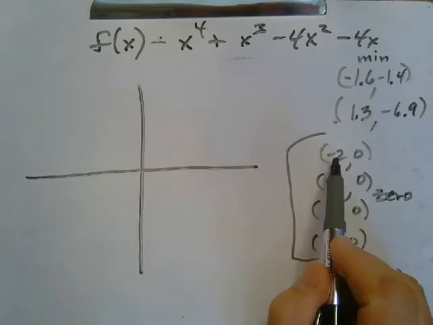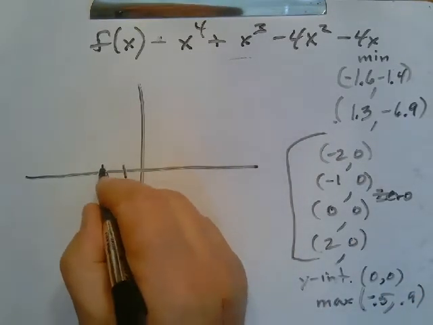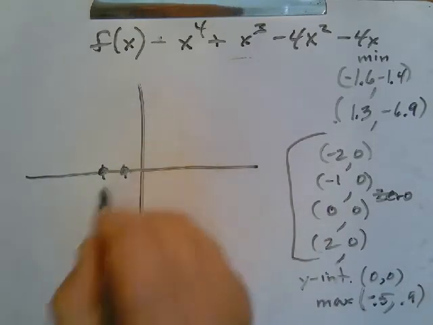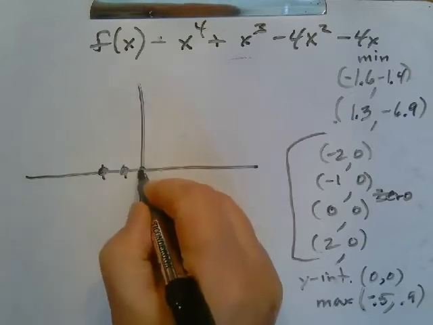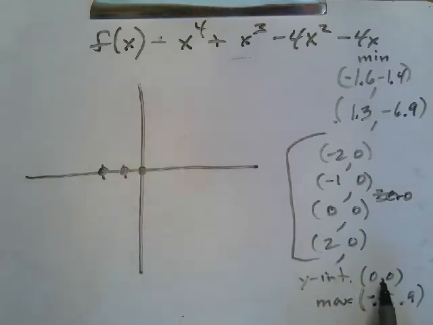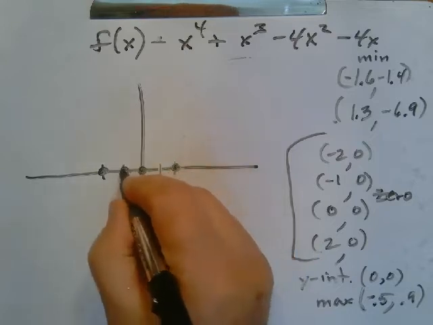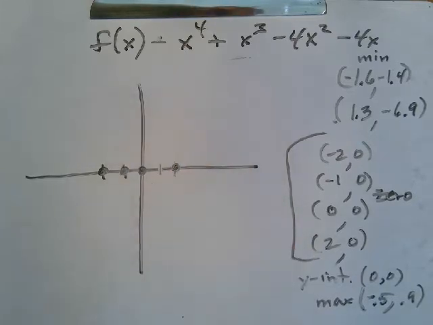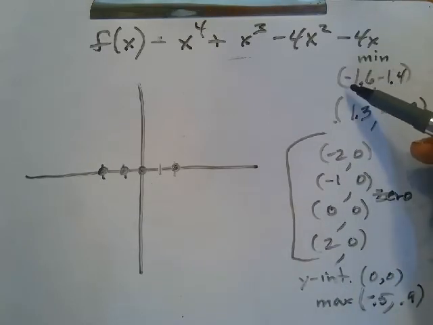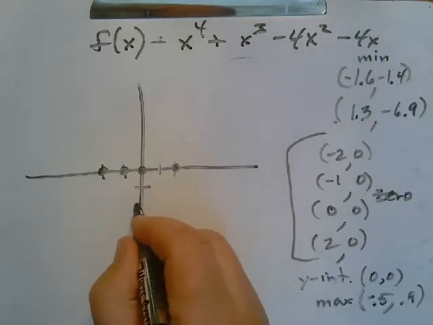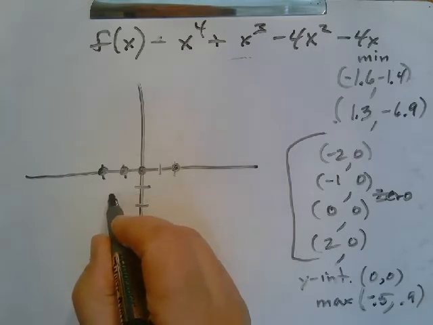So, all right, we've got a 0 at negative 2, 0. We've got another 0 at negative 1, 0. And we've got another 0 at 0, 0. Also happens to be my y-intercept, so I don't need to graph that again. And we've got another 0 at 2, 0. So there you go. We got 4 points. These are all the zeros. Now we have a relative minimum at negative 1.6, negative 1.4. So negative 1.6, negative 1.4 would be right about here.